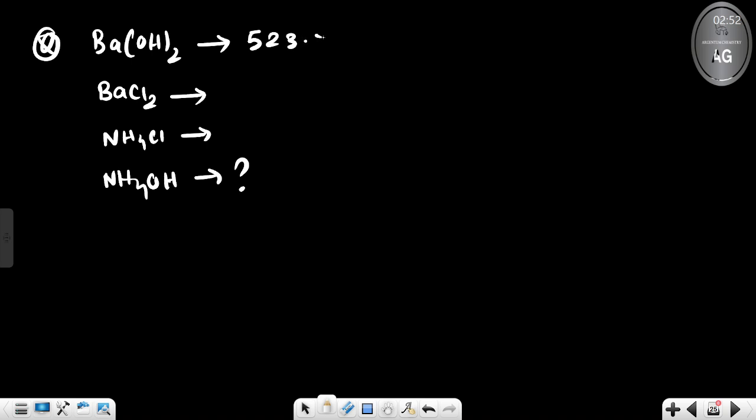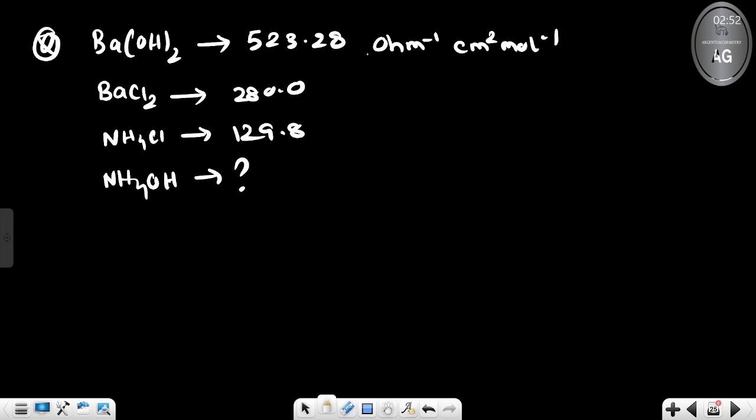The values are 523.28, then 280.0, and 129.8. The units are ohm inverse centimeter square mole inverse, the same units for all. Copy it, I am not writing it every time. Now you have to find it.